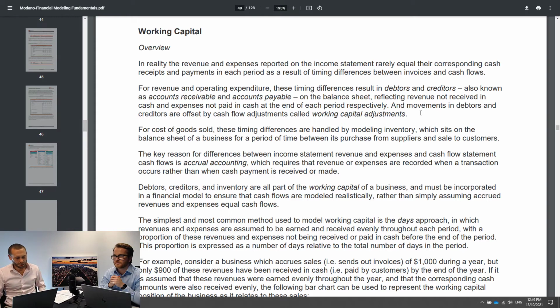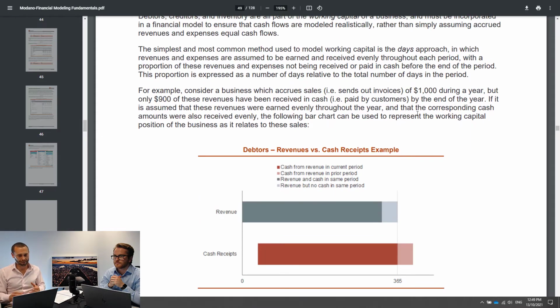Now, the most common approach to modeling working capital is what's called a days approach. A days approach is where you use the number of days it takes to receive invoices or make payments as a proxy for calculating your actual forecast closing balances. So here's a simple example. Say you send out $1,000 worth of invoices during the year, but only 900 of those are paid in cash during that period. That means that at the end of the year, you'll have accounts receivable of 100.